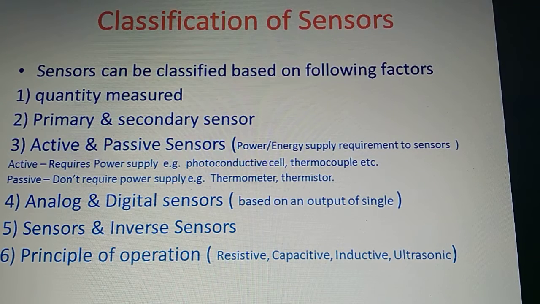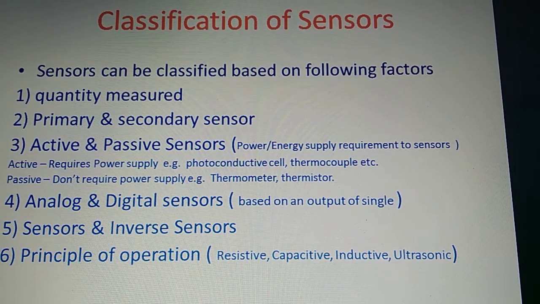Let's go to the next topic, the classification of the sensors. Sensors are classified based on various factors: based on the quantity measured, based on the type of sensor, that is primary sensors, secondary sensors, and also active sensors and passive sensors. Active and passive sensors are classified based on the power or energy supply requirement of the sensor.